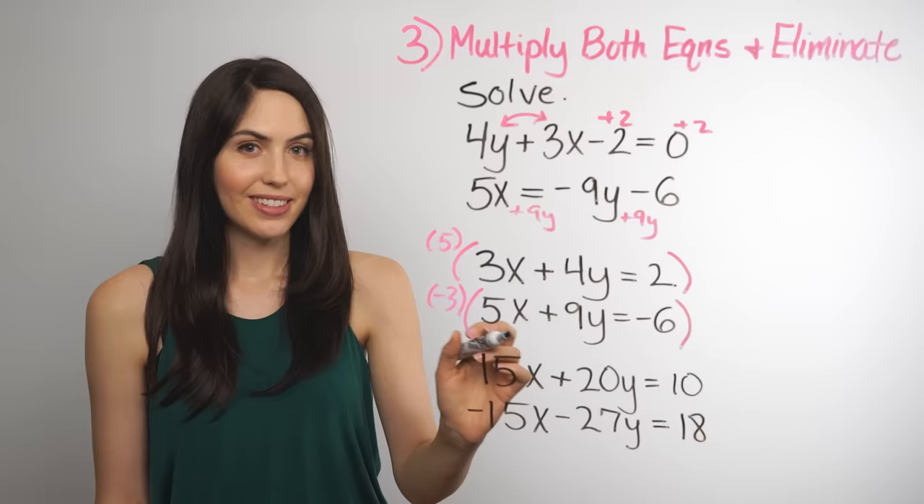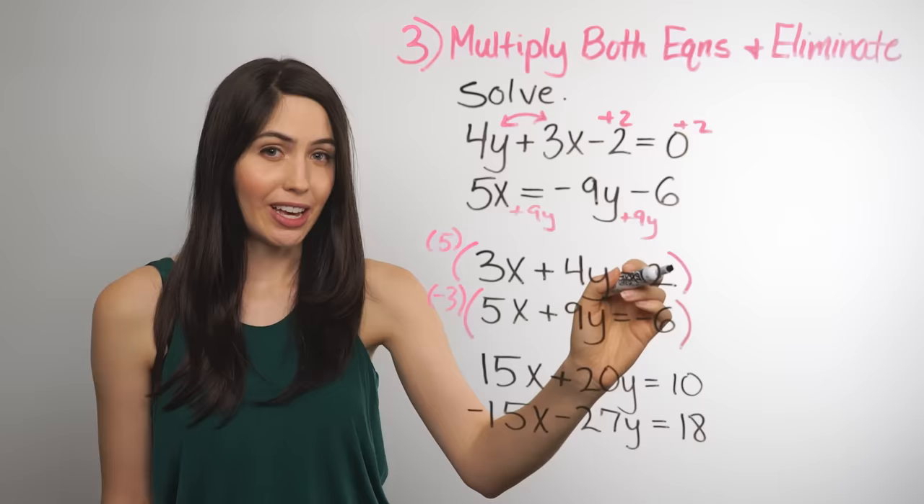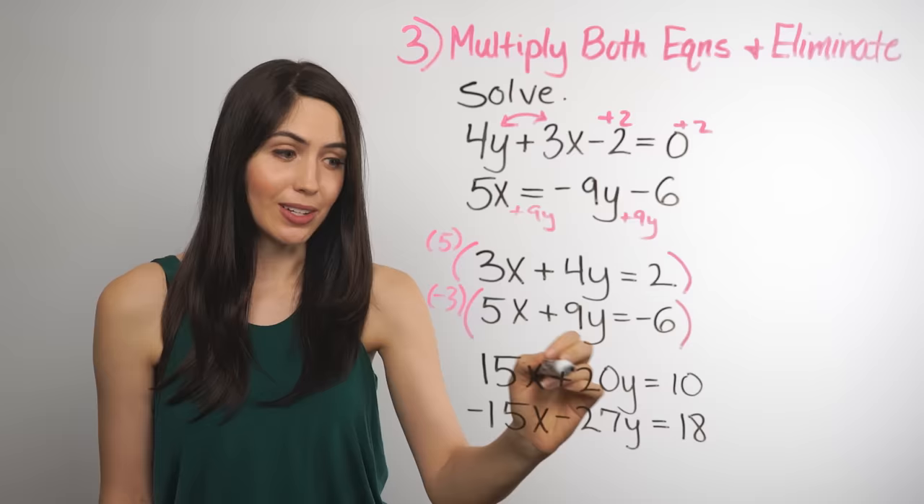Okay, so for the first equation, I multiplied everything by 5, and I mean everything. So we have 5 times 3, 15x, plus 5 times 4y is 20y, and then the right side, don't forget, 2 times 5 is 10.